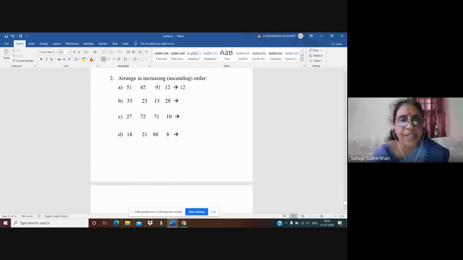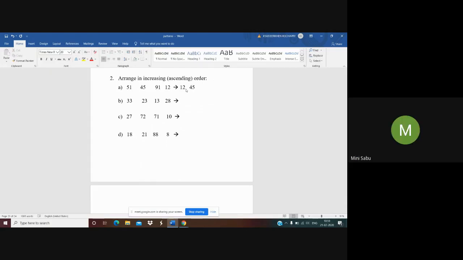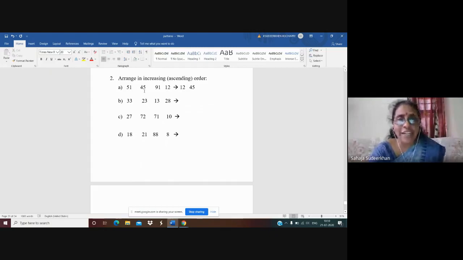Then we look at the tens place, so 2 is there? No. 3 is there? No. 4 is there? Yes, 4 is here. So we have to write 45. Then 45. Very good, very good. Then tens place 5 is there. Yes, only one number with tens place 5, so we can write 51 here. And after that, only one number is left, so we can write 91. So this is the increasing order or ascending order.